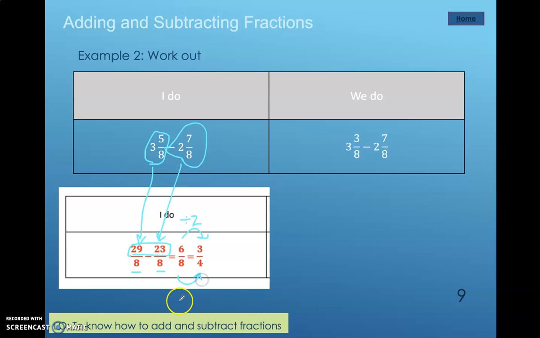So if you can pause the video now and give the we do a go. Remember to keep hold of the symbol before the fraction.